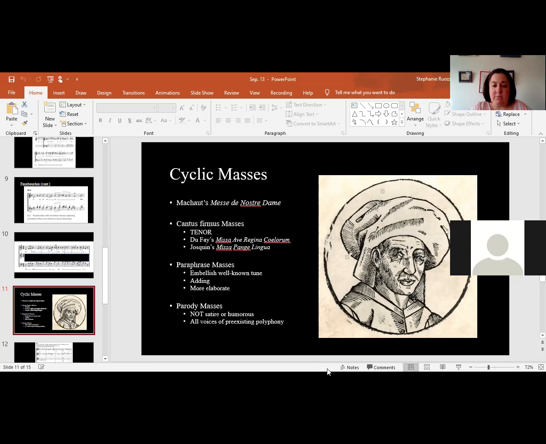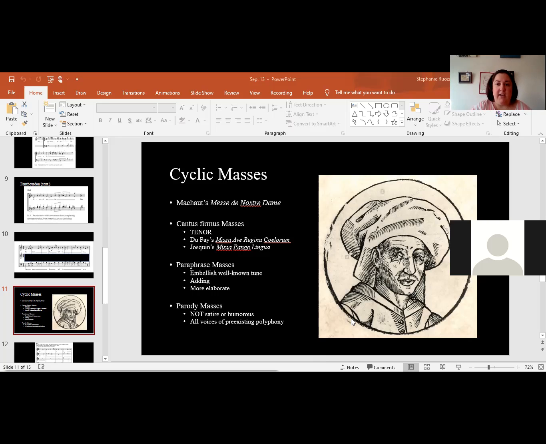But not only do we have Cantus Firmus masses where we put that pre-existing tune in the tenor, composers can get creative and embellish the tune, elaborate on it. So it's not just adapting and setting the melody as it was in a pre-existing source, but sometimes the composer could add to it and make it more elaborate. When they do that, we call it a paraphrase mass.